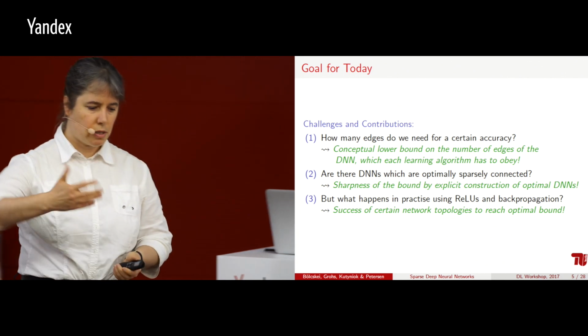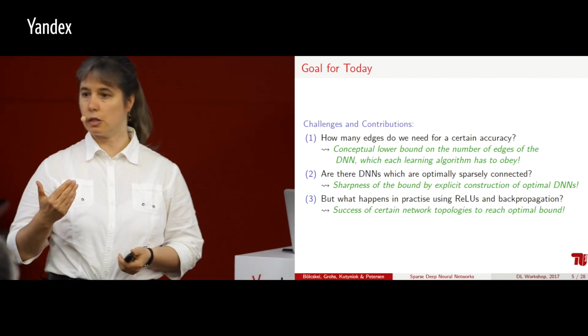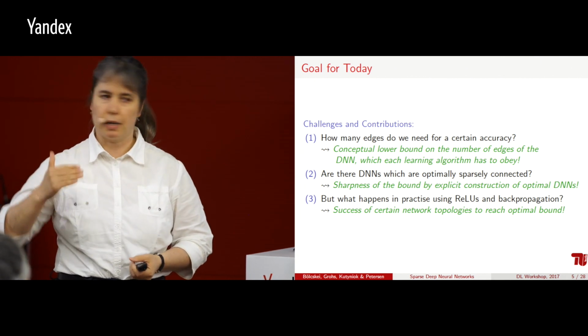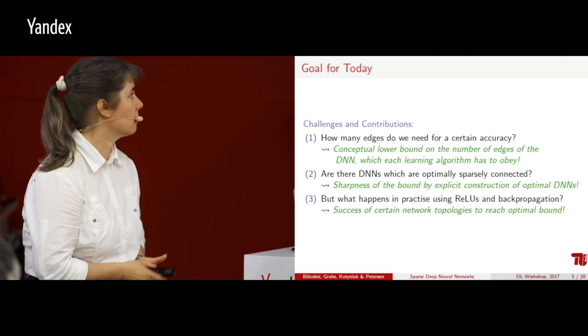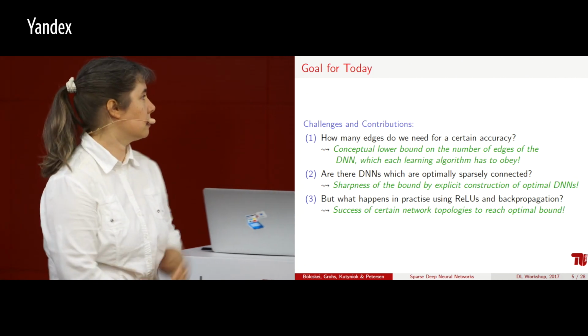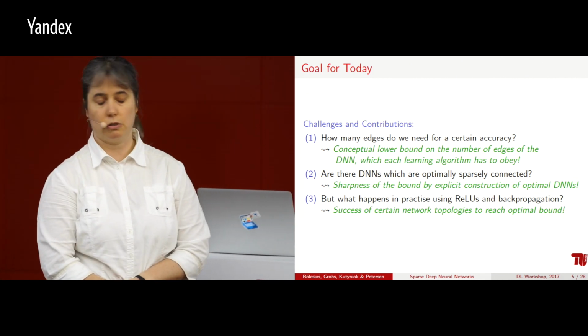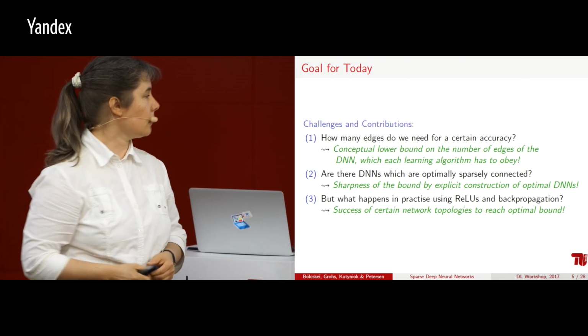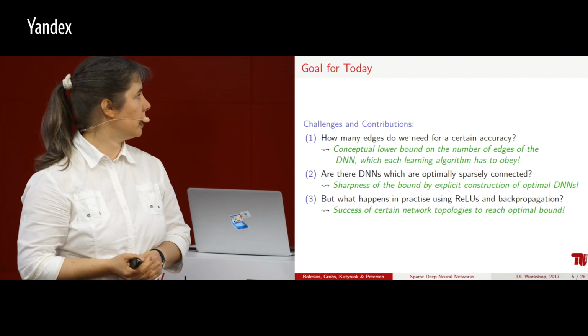Then you can ask, this bound, is it a sharp bound? Can you reach this bound? Are there networks which are in a way optimally sparsely connected in this sense? And we will see that we can actually construct such neural networks explicitly. So the bound is sharp, and I will show you how we can do that.